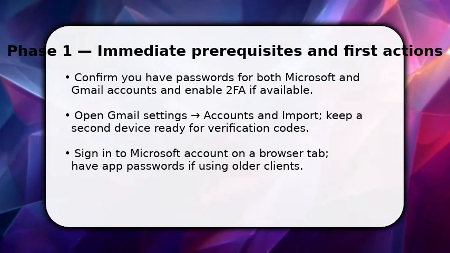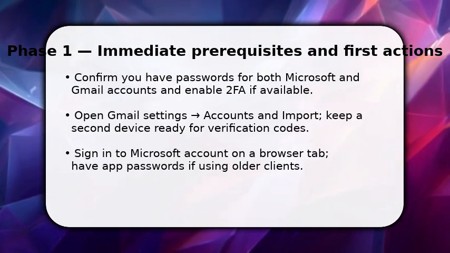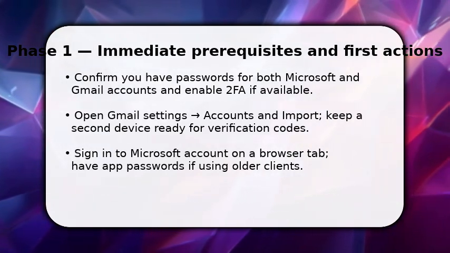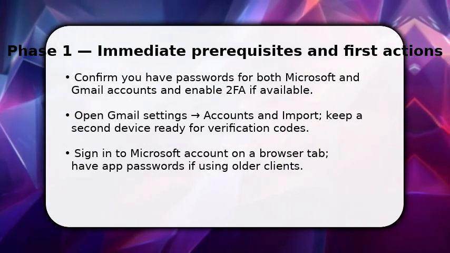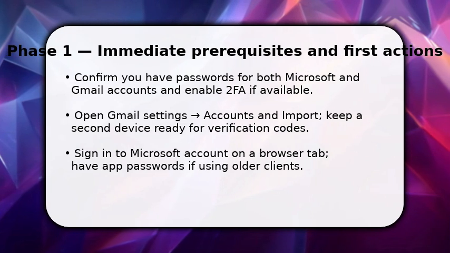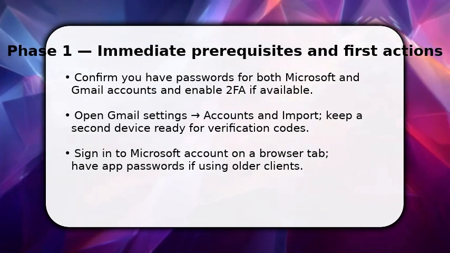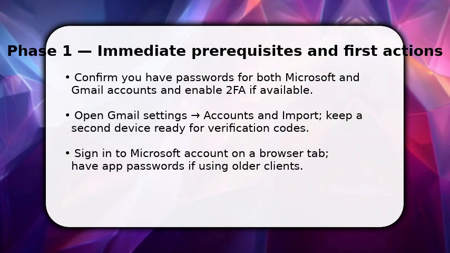You begin by making sure both accounts are accessible. Sign into Gmail and your Microsoft account in separate tabs. Once done, enable two-factor authentication on either account if not already set, because this improves security and smooths verification.